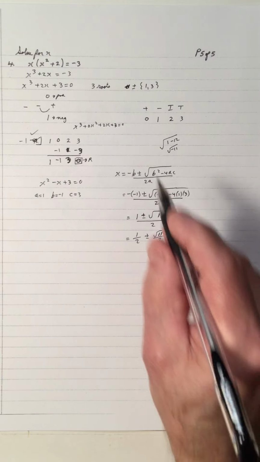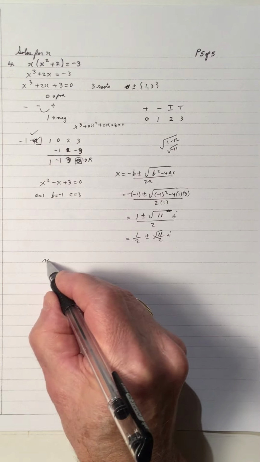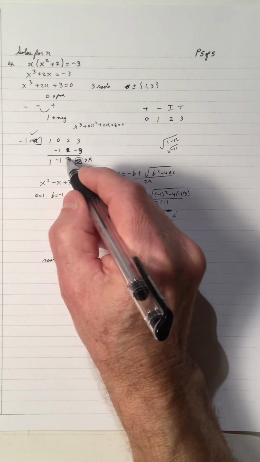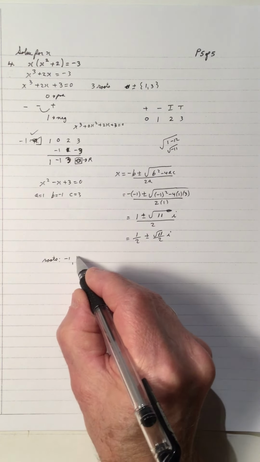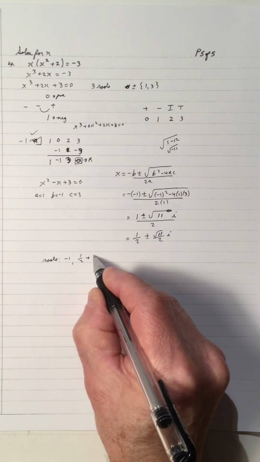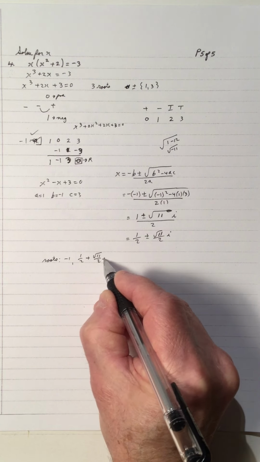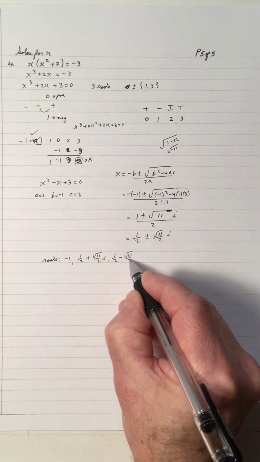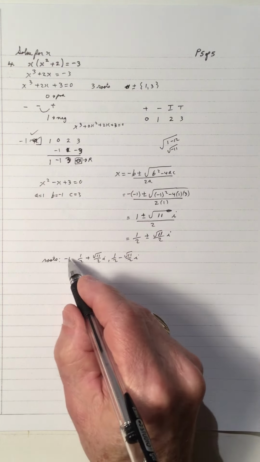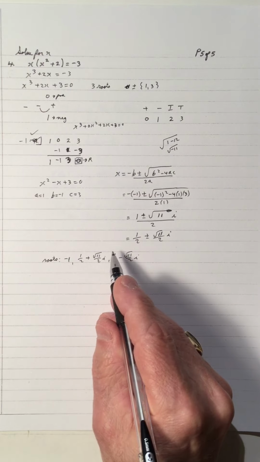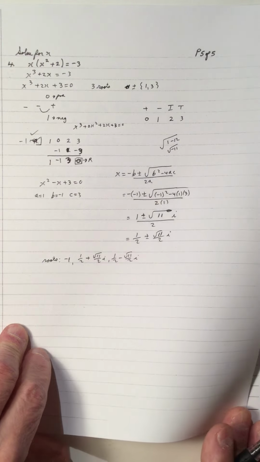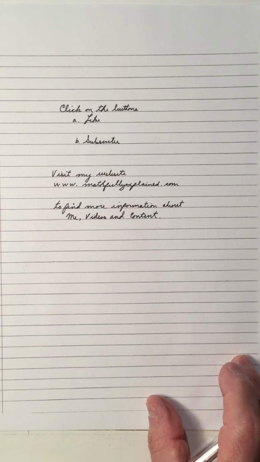So notice we have 3 roots. The roots are, and we picked up the negative 1, we also got a half plus root 11 over 2 i, and we have a half minus root 11 over 2 i. Notice there's 1 negative root and 2 imaginaries to fit into this cubic equation. And that brings us to the end of solving by synthetic division.